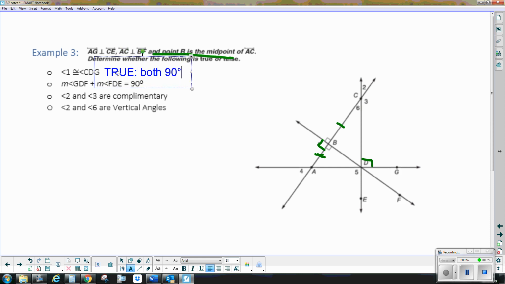So the second statement says, let's find GDF plus FDE is equal to 90. That's true also because even though that's not marked 90, I know that two lines that are perpendicular form four 90-degree angles. Because I know CDG is 90 degrees, I know that all of the other angles are 90 degrees.